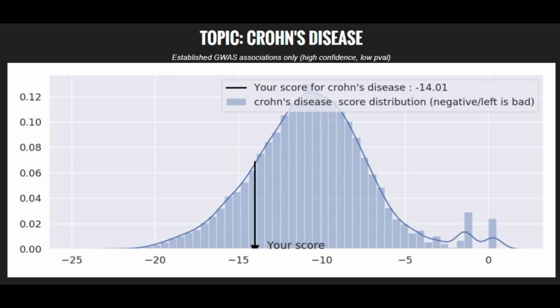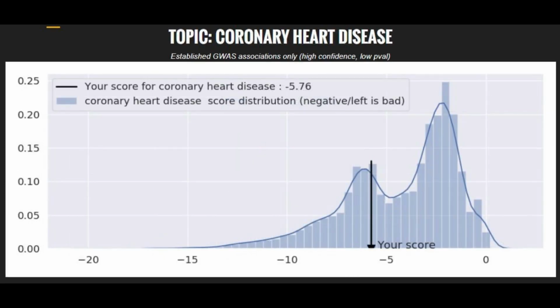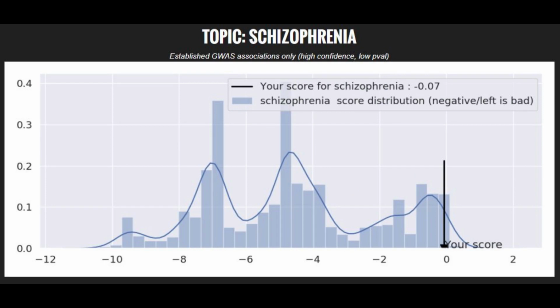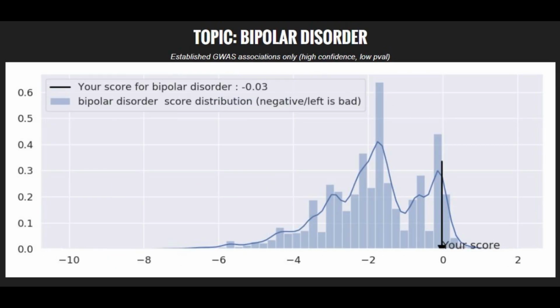Based on his genotype, he had a slightly above average genetic risk for Crohn's disease and slightly above average risk for coronary heart disease, below average or average risk for Parkinson's, and a very low risk for schizophrenia, bottom 1% even, and also a very low risk for bipolar disorder.